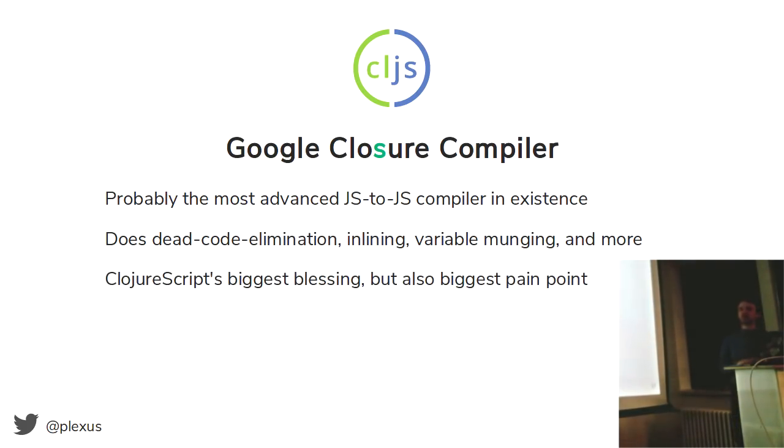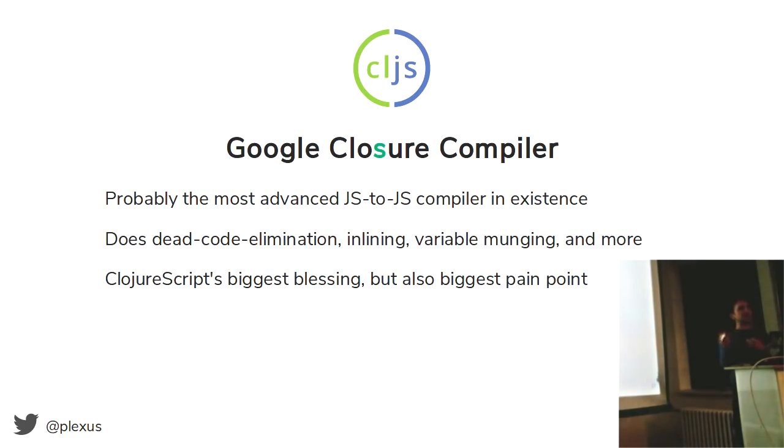And so this is ClojureScript's biggest blessing, because even though it's a JS-to-JS language which adds a lot of stuff, and you might think that because of that it's going to be slower, in the end it's not necessarily slower or bigger, because any stuff that you're not using just gets compiled away. But at the same time, it's also its biggest pain point, because it is not a very well-known thing, and it's just an extra thing that you have to keep in mind.